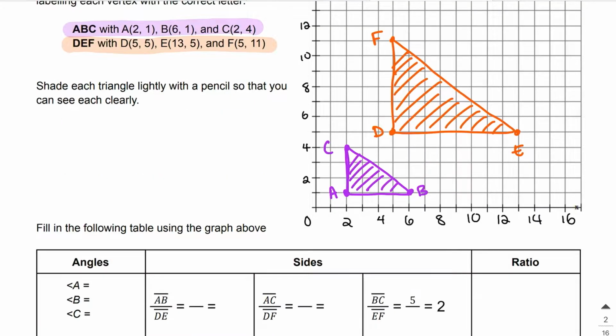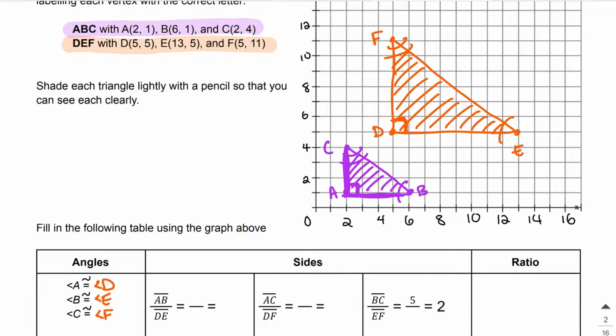Okay, so now we want to fill in the table using the graph above. So angle A right here, which by the way is a right angle, would be congruent to angle D. Okay, so here we would say that angle A is congruent to angle D. And we also know that angle B is going to be congruent to angle E. And we know that angle C is going to be congruent to angle F right here. So we know our angles are going to be congruent. Now let's look at our sides.